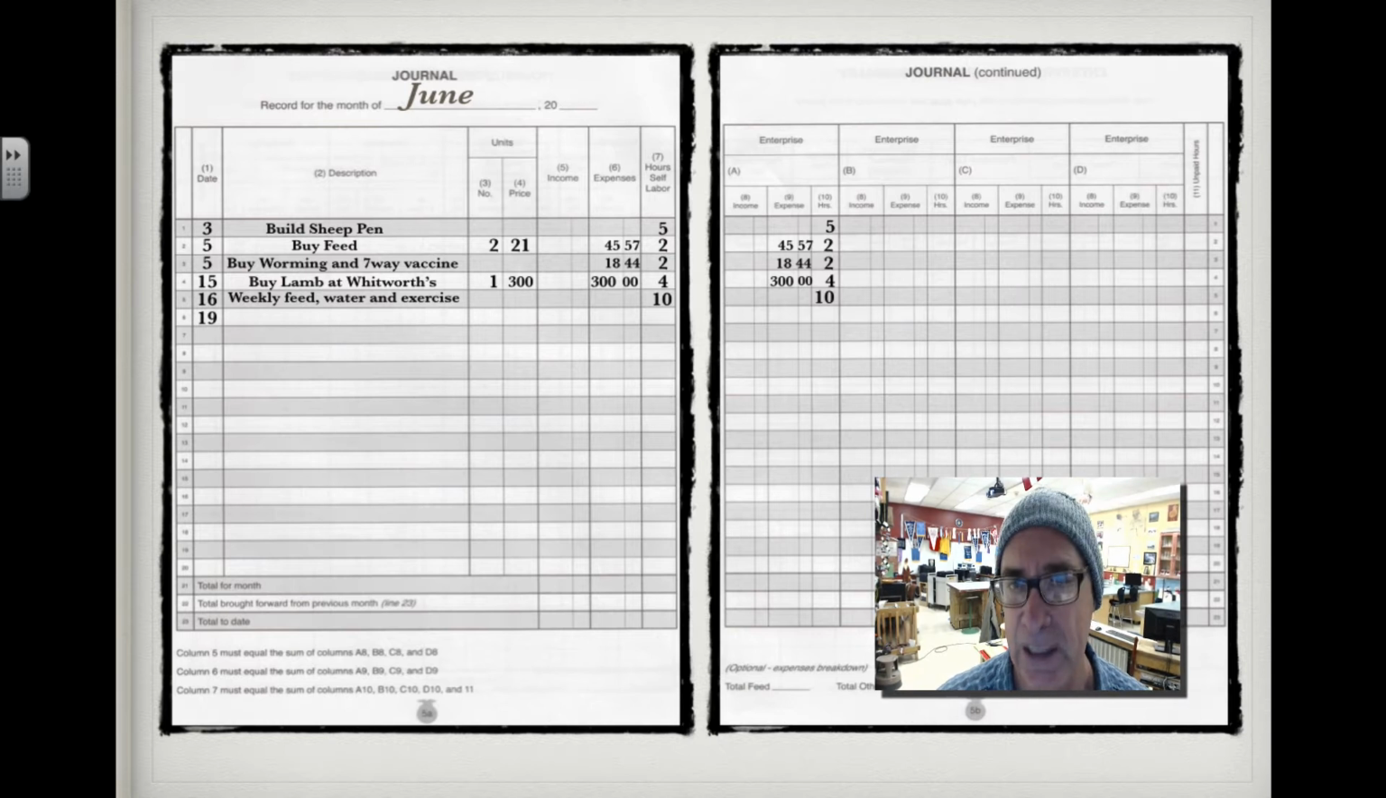Then on the 19th, you went to the county fairgrounds, you filled out the paperwork, and you registered your lamb to enter it in the county fair.